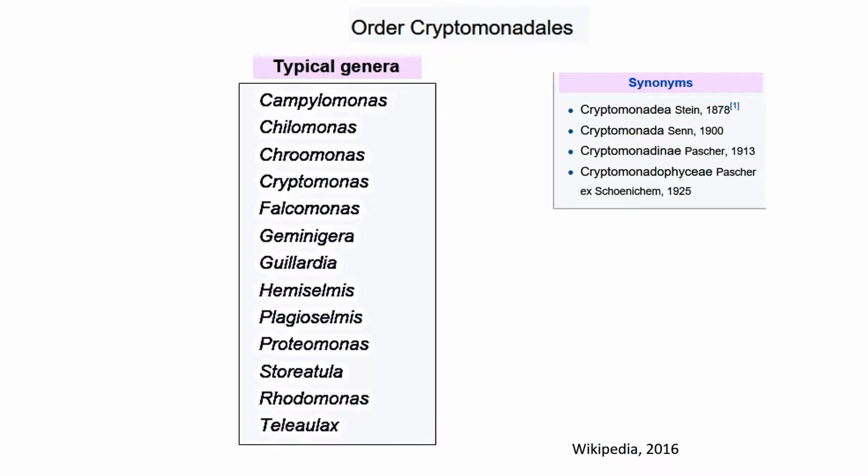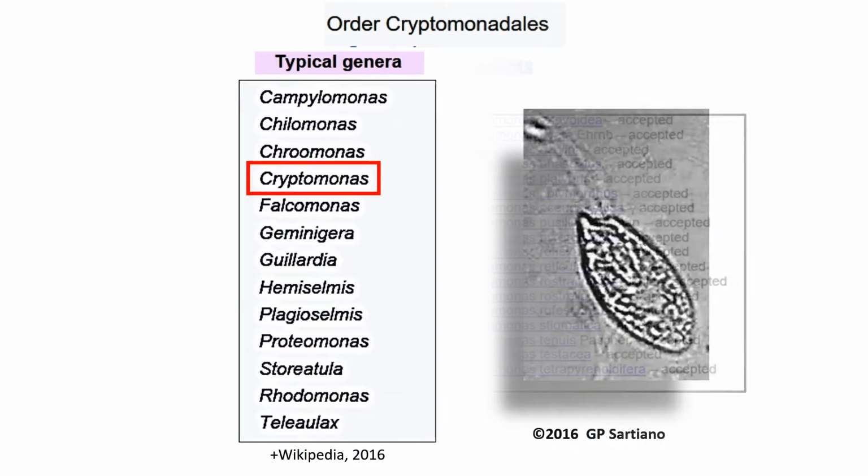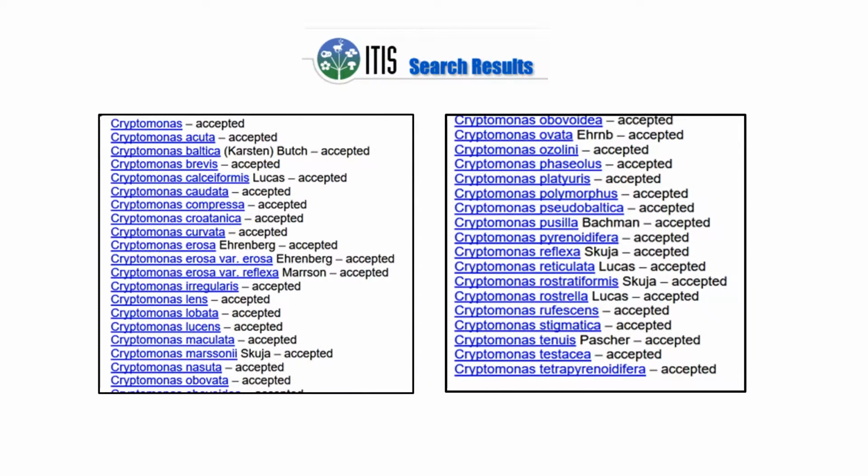Here is a small list of the typical genera of cryptomonads. The first portion of this program will discuss the general features of cryptomonads. The videos will focus on the specific genus Cryptomonas. In the ITIS classification of Cryptomonas, there are 38 accepted species.